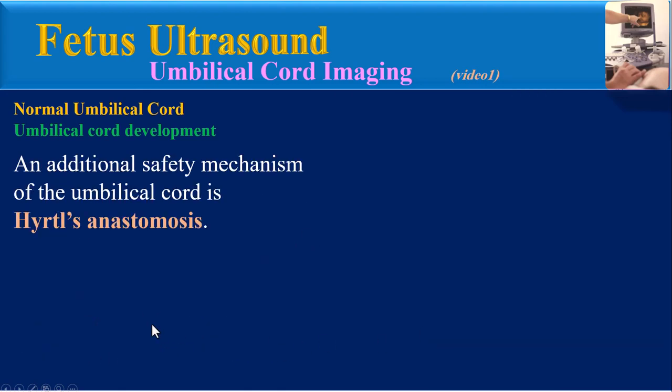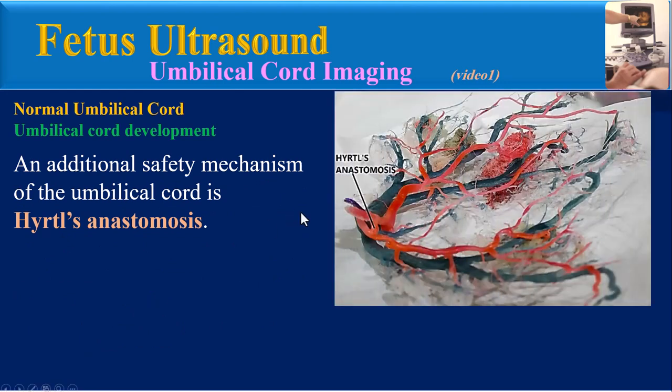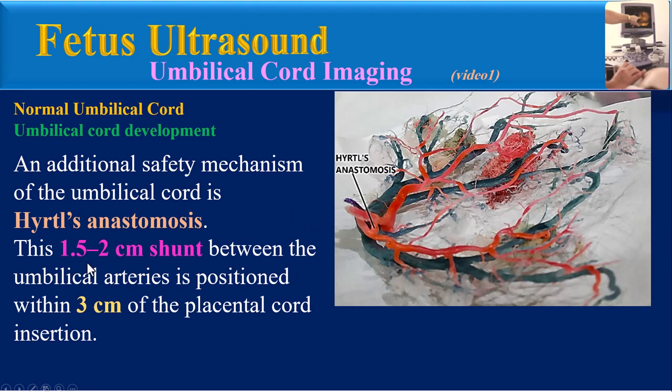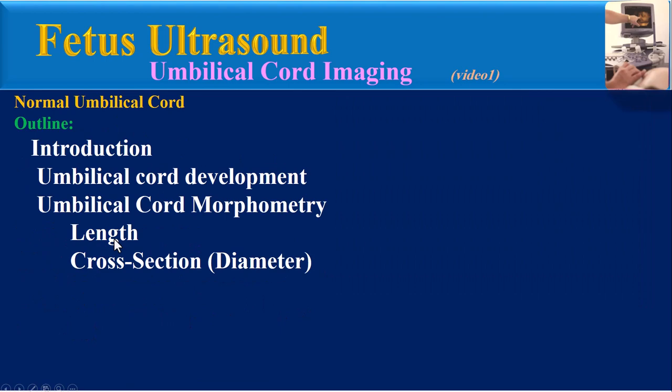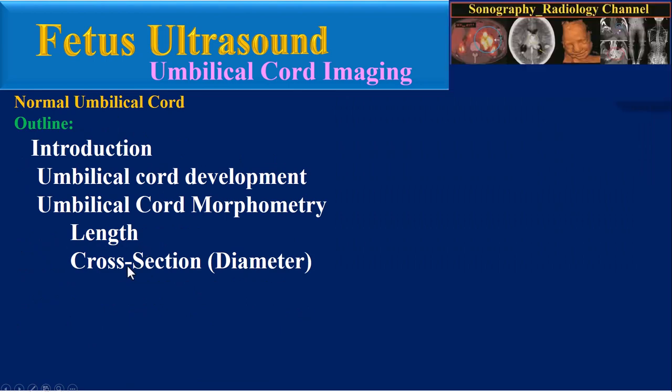An additional safety mechanism of the umbilical cord is Hyrtl's anastomosis. This 1.5 or 2 cm shunt between the umbilical arteries is positioned within 3 cm of the placental cord insertion. Umbilical cord morphometry. At first, umbilical cord length.